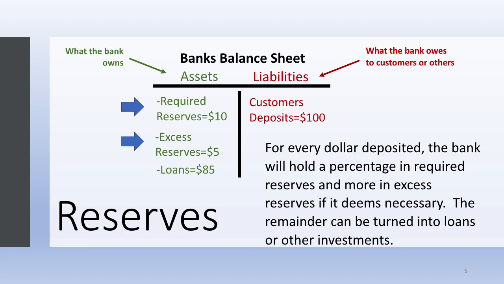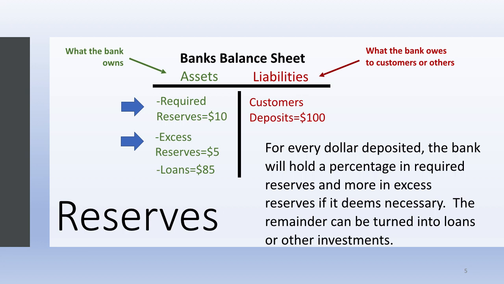So, for instance, assets are what the bank owns, and liabilities are what the banks owe to their customers or to their owners or their creditors. So, for instance, customer deposits are a liability for the bank. When you put money in your bank account, the money does not belong to the bank. It still belongs to you. So the bank owes that money to you. But on the other side, the banks own the loans that they make to their customers and their reserves.